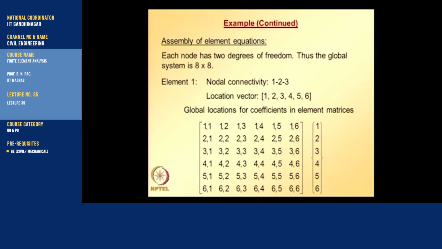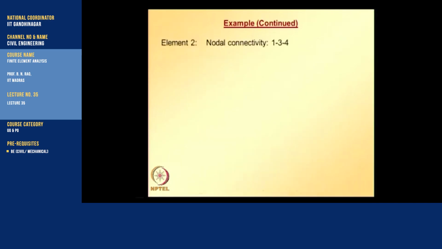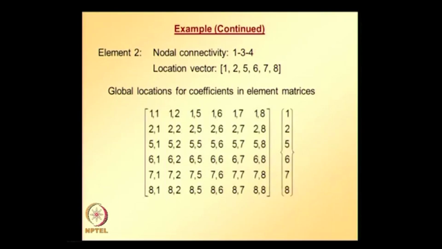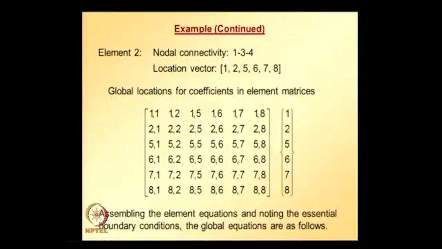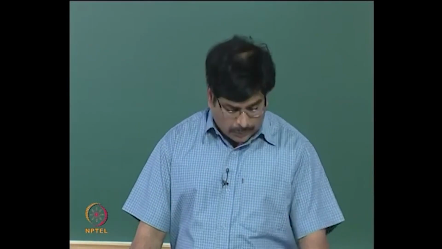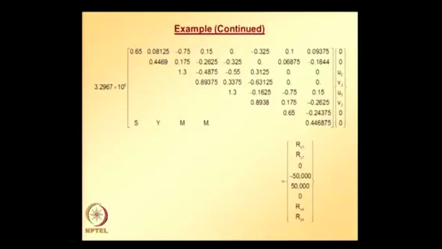So, this is for element 1. Similarly, for element 2, nodal connectivity, corresponding location vector, global locations for coefficients in element matrices. So, this matrix gives us global locations for element 2. So, using this information we can assemble element equations, noting essential boundary conditions. The global equations are as follows. Essential boundary conditions are also specified here in the equation system that is shown.